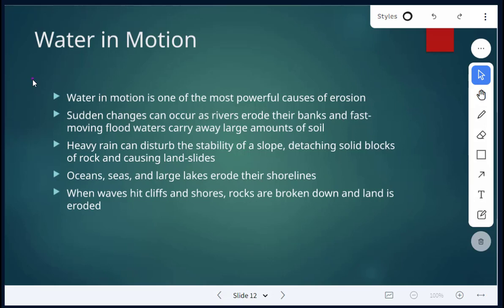Water in motion is one of the most powerful causes of erosion. Sudden changes can occur as rivers erode their banks, and fast-moving floodwaters carry away large amounts of soil. Heavy rain can disturb the stability of a slope, detaching solid blocks of rock. It can cause landslides. Oceans and seas and large lakes can erode their shorelines. When waves hit cliffs and shores, rocks are broken down and land is eroded.